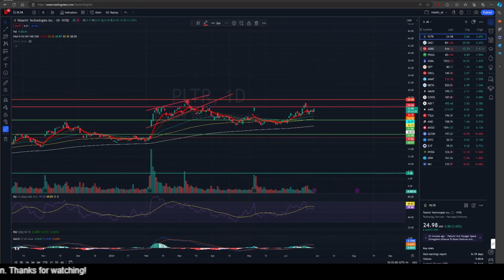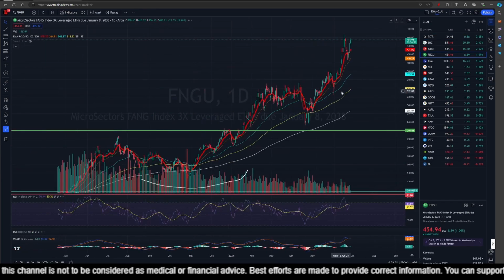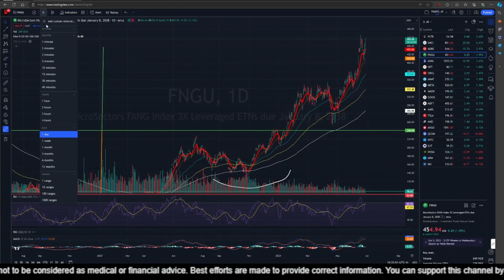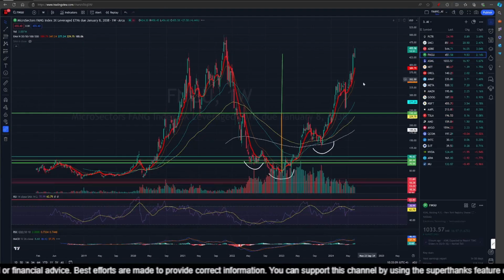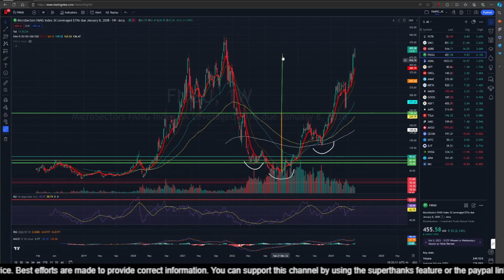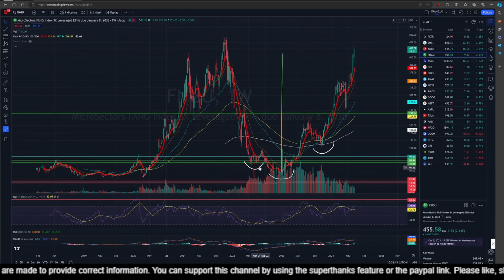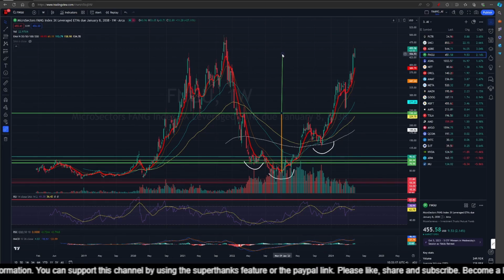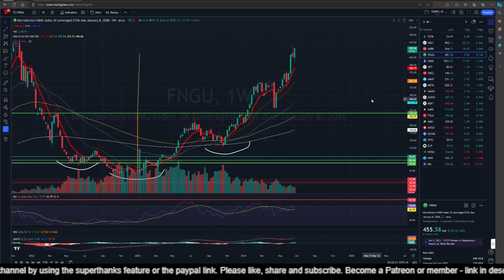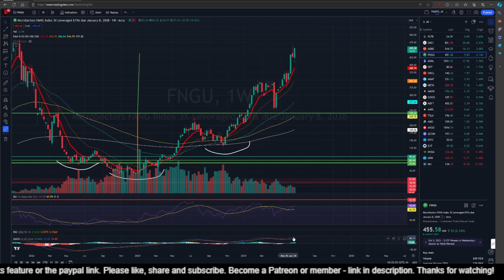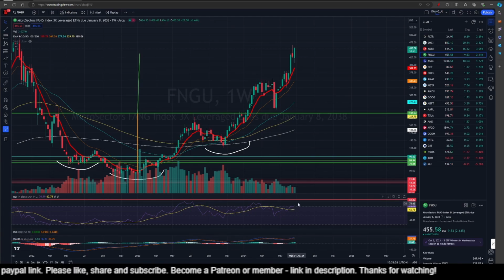And the next one I want to talk about is FNGU. So if we look at FNGU and go to a weekly time frame, I'm just going to adjust this for calibration. So we have met and exceeded our reverse head and shoulder target, which was 436. Right now we are at 455. So that sounds like a good situation to be in. And even in terms of MACD, we are still bullish, and in momentum there is plenty of room for us to go up.